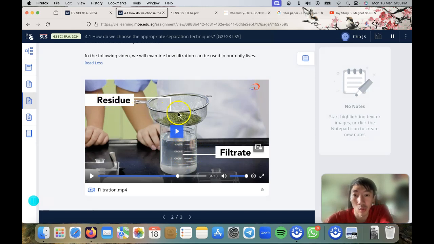And we also get the residues, which will be the things that are left behind that are not able to pass through the filter. Okay, so those are called residue. In this case, it's the beans.